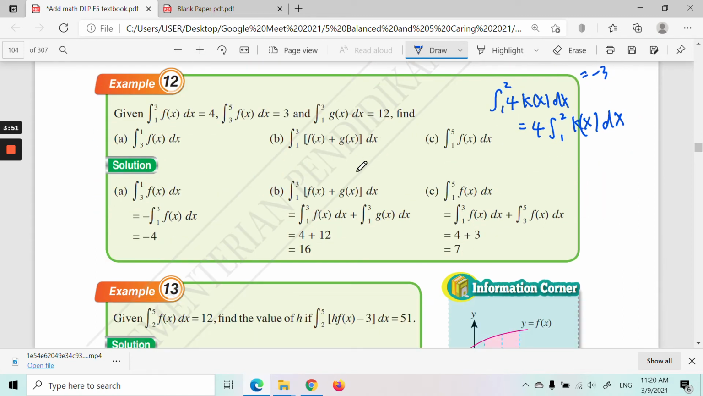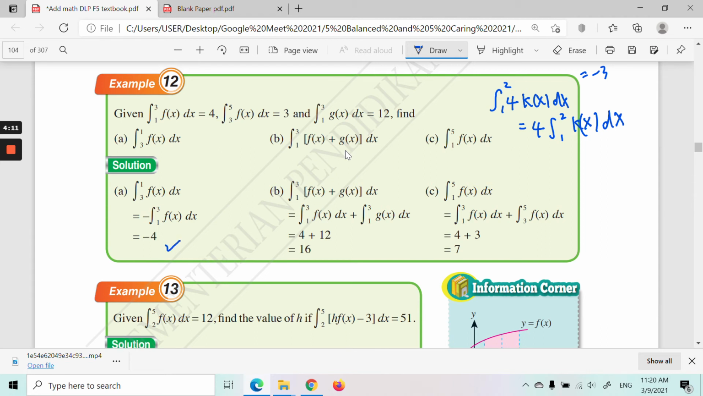So let's look at example 12. Given that integrate 1 to 3 for f(x) is 4, integrate 3 to 5 for f(x) is 3, integrate this is 12. So 5, 3, 1. Try to double check what the difference is. 1, 3 now becomes 3, 1, meaning that the answer is 4, so now the answer is negative 4.